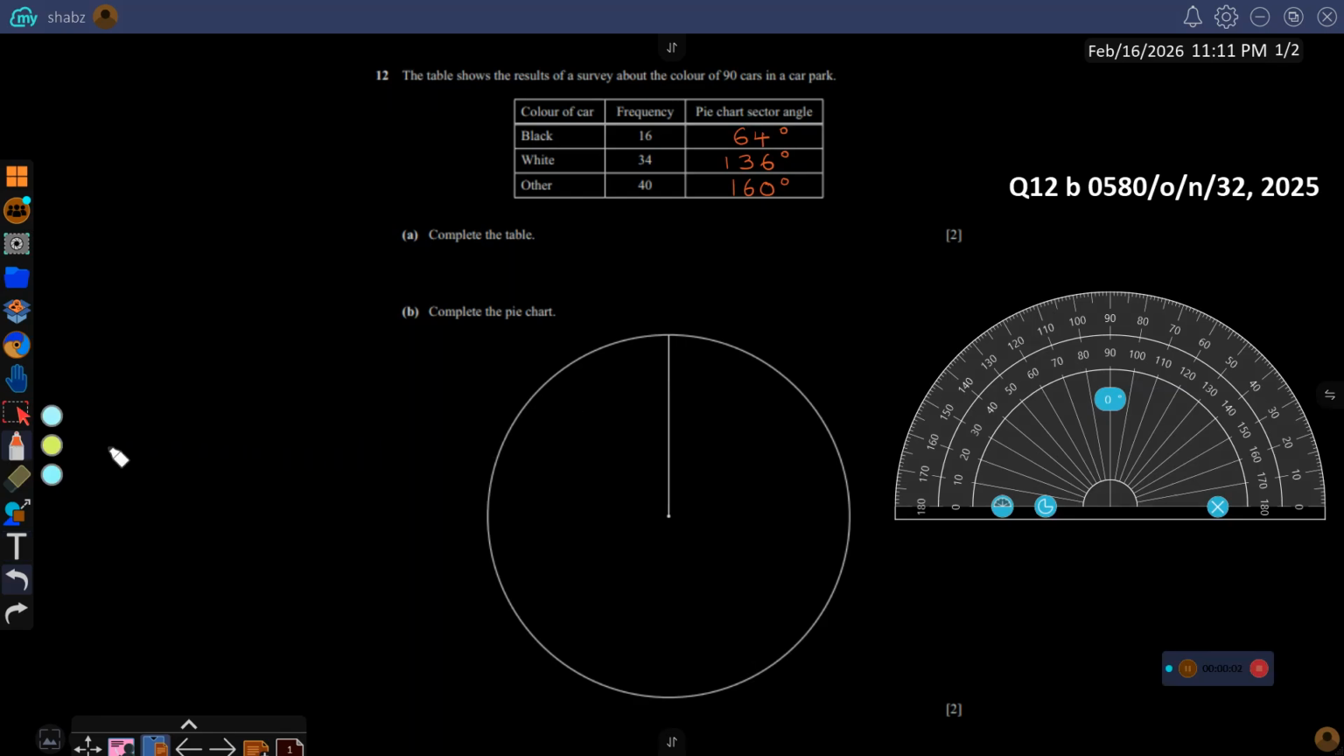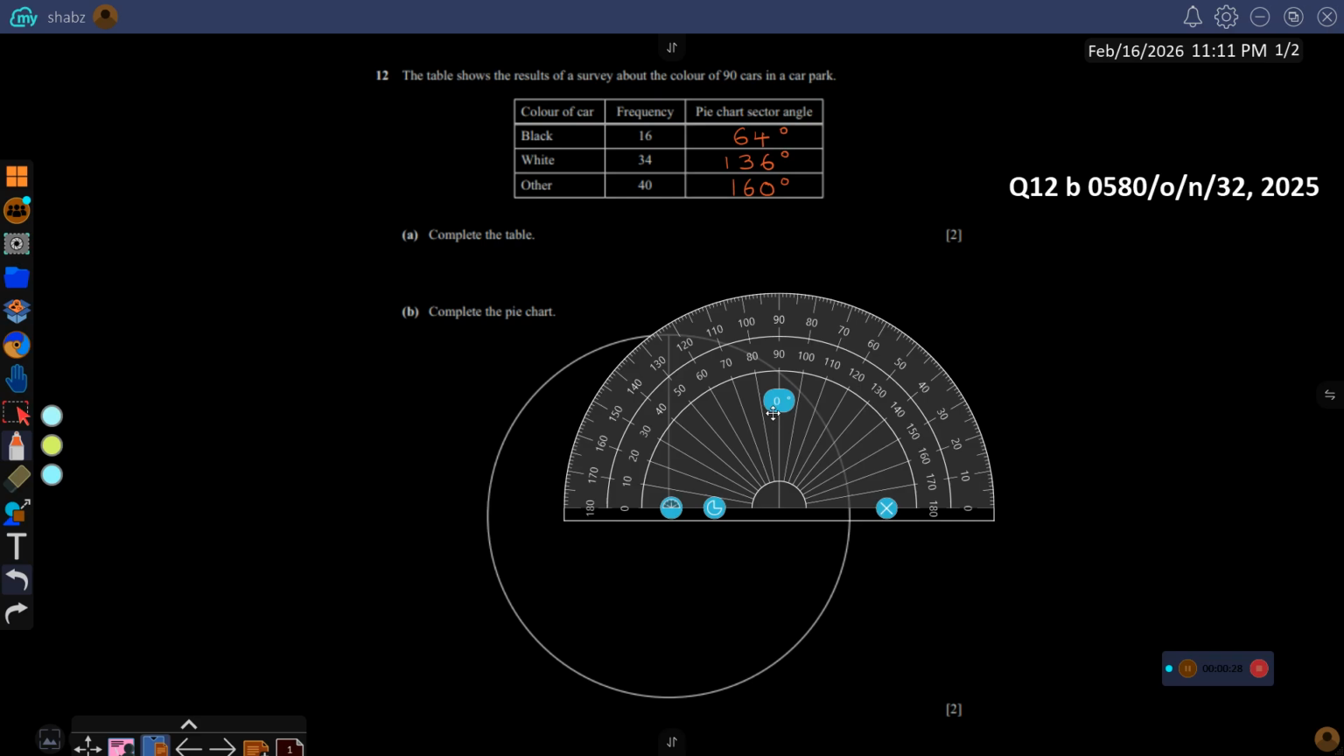Hello students, in this video we are going to learn how to complete the pie chart. So we'll learn through this question number 12B from 0580 winter session 3-2 paper 2025. Question number A is complete the table, which is already done. Now we'll have to complete the pie chart. This is the circle given.